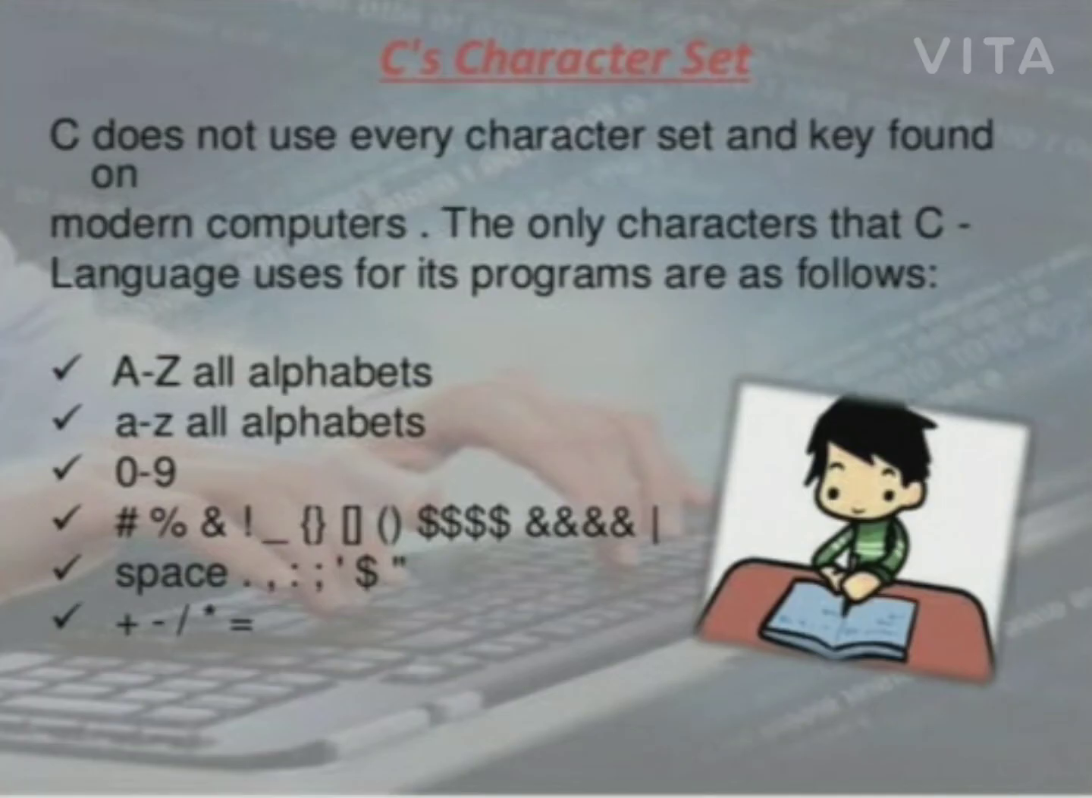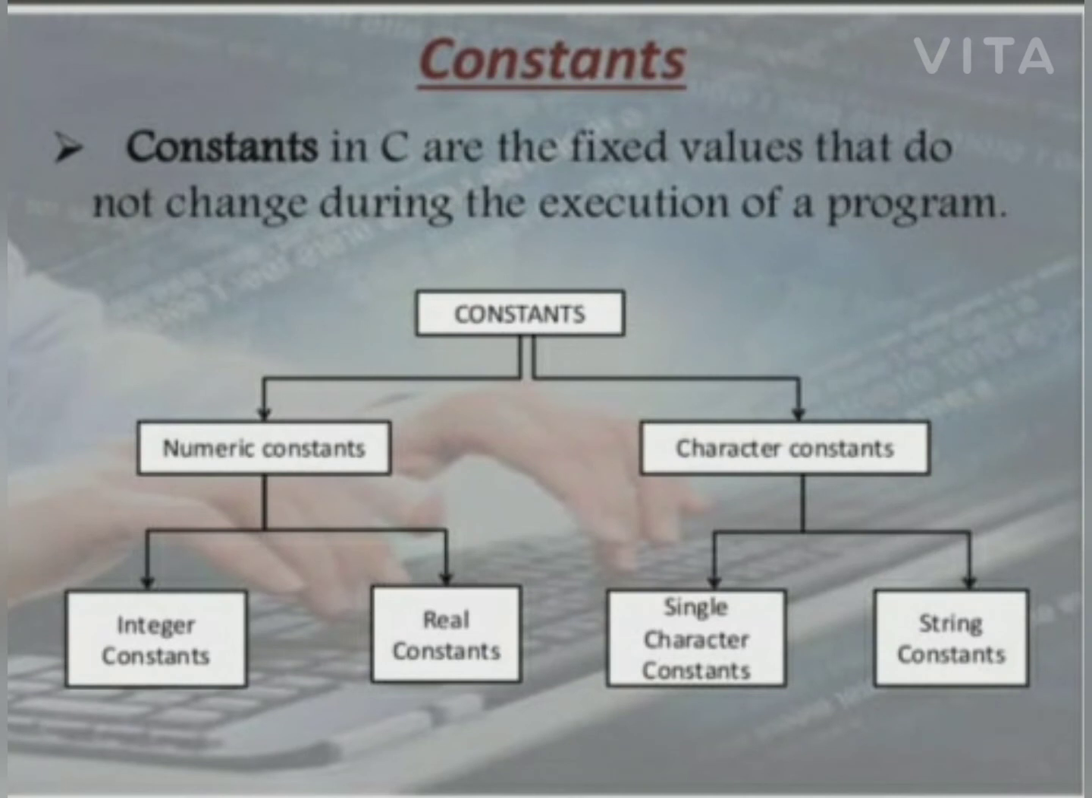C character set. C does not use every character found on the keyboard. The only characters that the C language uses for its programs are as follows. They are alphabets, digits, and special characters. Constants. Constants are entities whose values are fixed, that is, their values do not change during the course of the execution of a program. Several types of constants are supported by C. Different types of constants exist as well. Constants can be mainly classified into character constants or numeric constants.